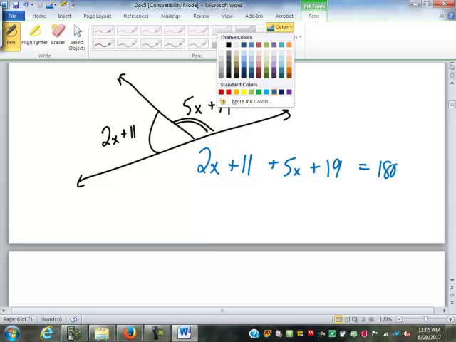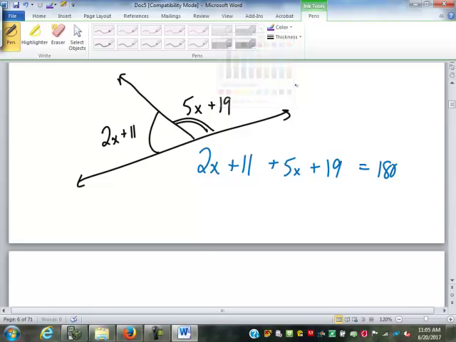What do we do with this one before we can start to solve? Combine the 2x with 5x gives us 7x. Very good. We're adding them, right? Then we got the 11 and the 19 makes 30. Very good.